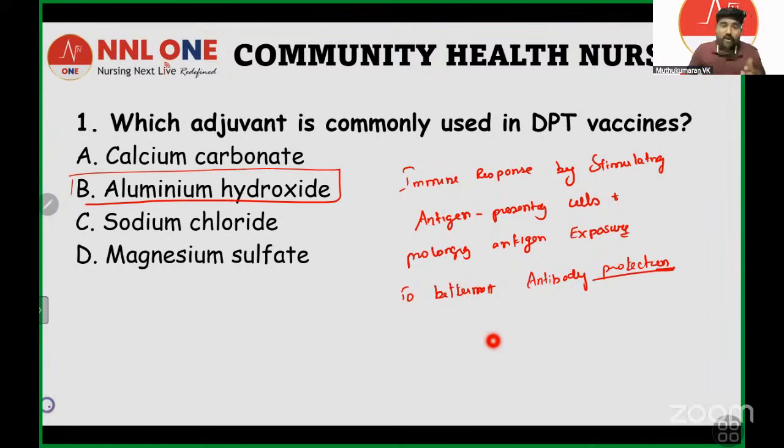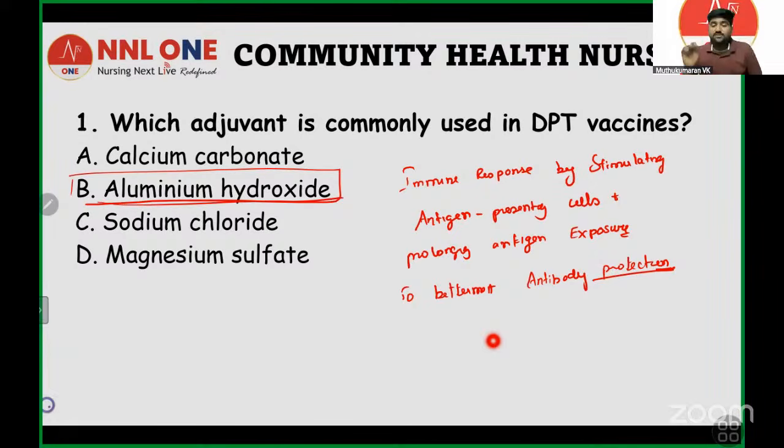So why is the answer not A, C, or D? Let us discuss that. Calcium carbonate is not the vaccine adjuvant here. It is used for antacid purposes. Sodium chloride, you all know, is an isotonic solution used for diluent purposes. Magnesium sulfate is a uterotonic agent, and we can use it for eclampsia. So this is not used for vaccines. So the answer is aluminum hydroxide here.